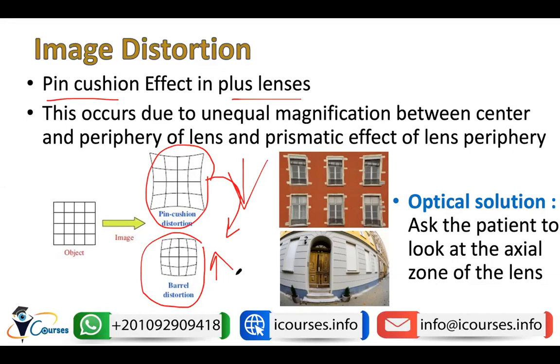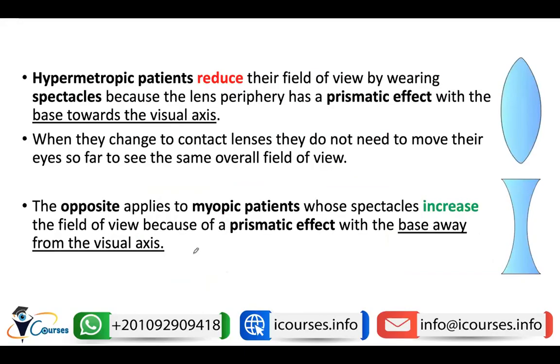So what happens if we shift from spectacle to contact lens? In case of minus lens, we are losing the advantage of the larger field. So this will result in a smaller field. Hypermetropic patients reduce their field of view by wearing a spectacle, because the lens acts as a base-to-base prism. A base-to-base prism will cause limitation, or shrinking, of the visual field.